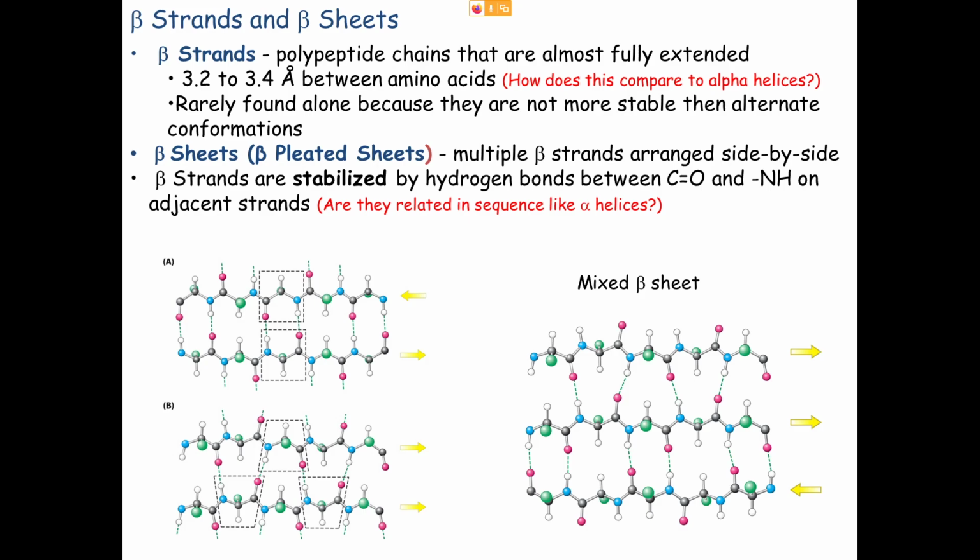But you can also have mixed beta sheets like the one on the right, where you have 2 strands going in the same direction on top, and then the bottom one's going in the other direction. And they're all hydrogen bonding to each other. And you can get some kind of mixture like this as well.